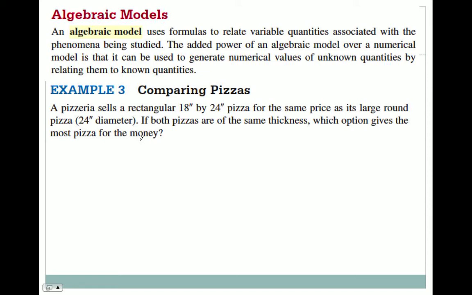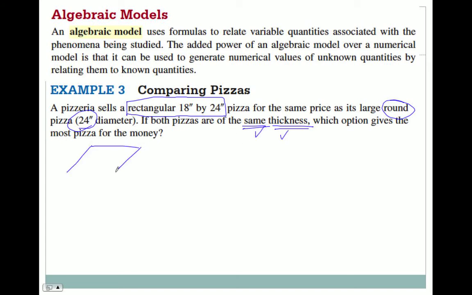So a pizzeria sells a rectangular 18 by 24 inch pizza for the same price as its large round 24 inch in diameter pizza. If both pizzas are of the same thickness, what option gives you the most pizza for the money? Well, since the thickness is not going to matter, we don't know. I mean, that's not something we know, but it's not something we need to know. All we need to know is that they're the same.